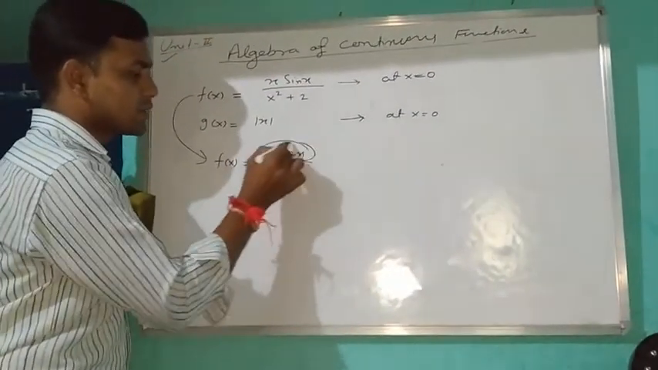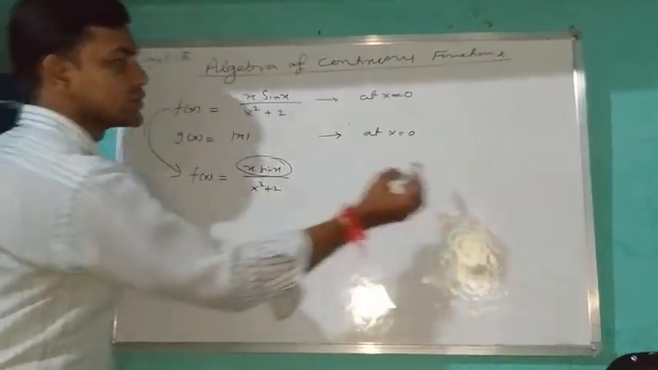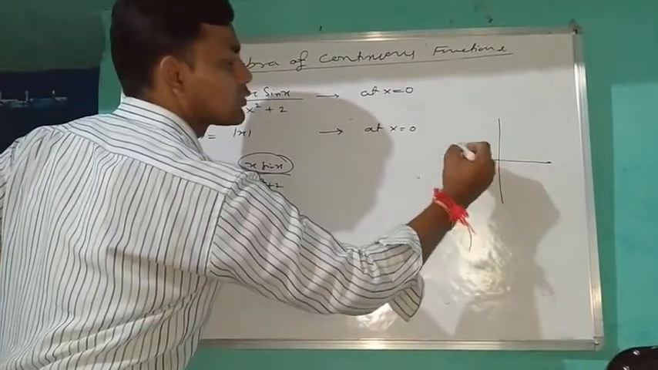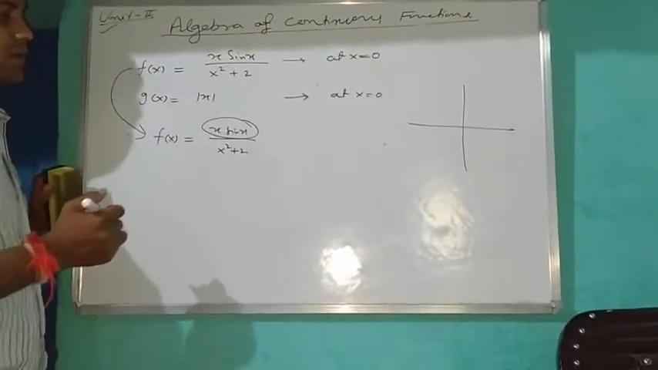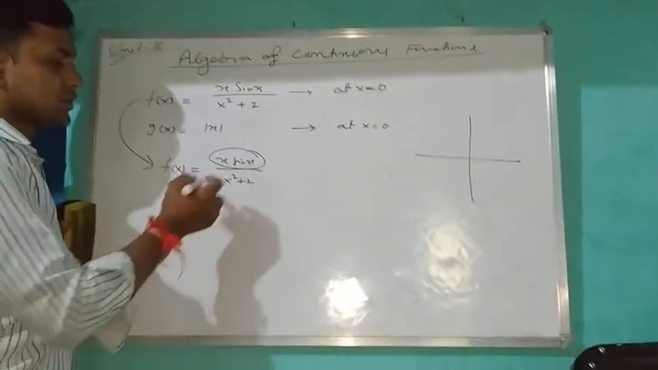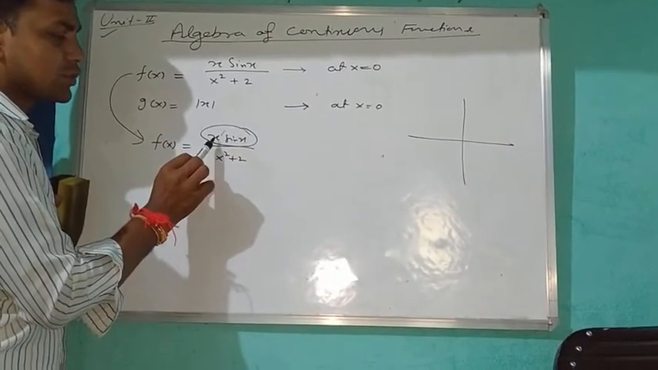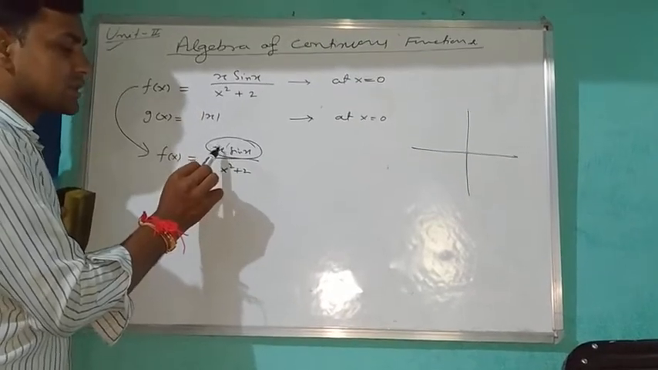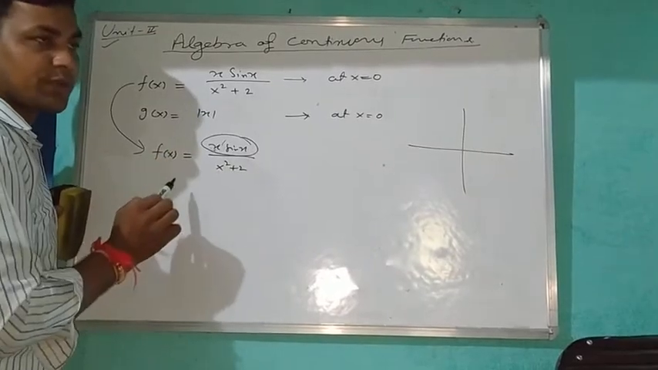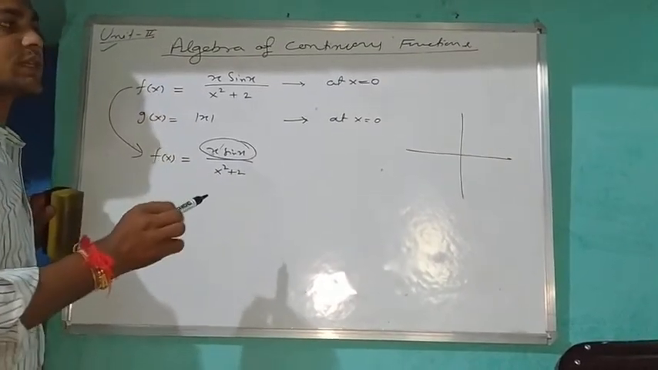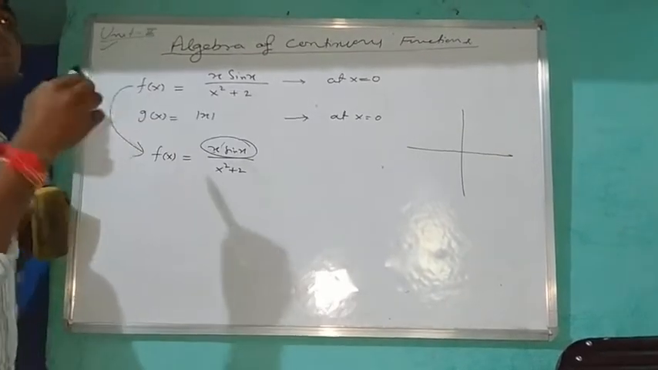In the numerator, this is the multiplication of x with sin x, and x is continuous at x equal to 0 because the graph of y equal to x is a straight line, and this is continuous at x equal to 0, and sin x is continuous at x equal to 0. We know that the multiplication of two continuous functions is a continuous function. It means the numerator is continuous at x equal to 0. Similarly, x square plus 2 is a polynomial, and we know that every polynomial is continuous at every point in the real line.